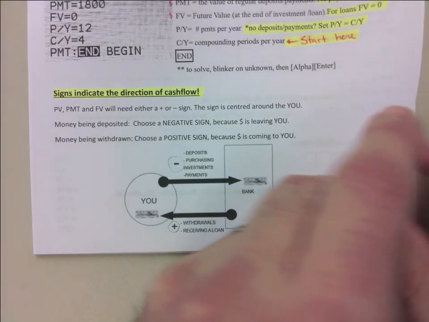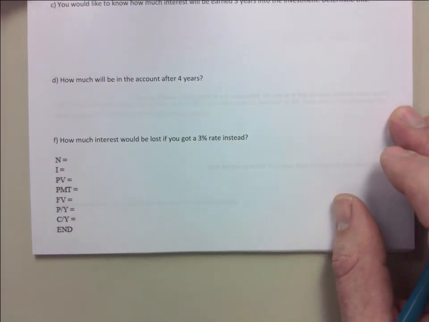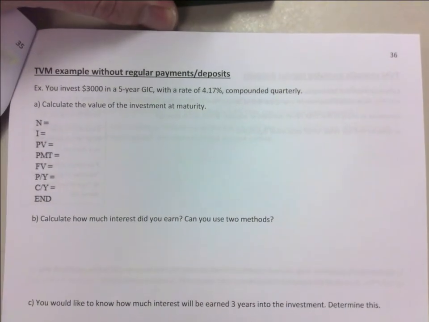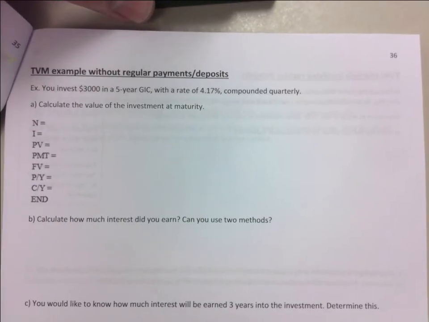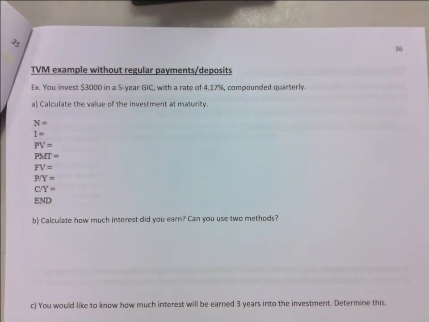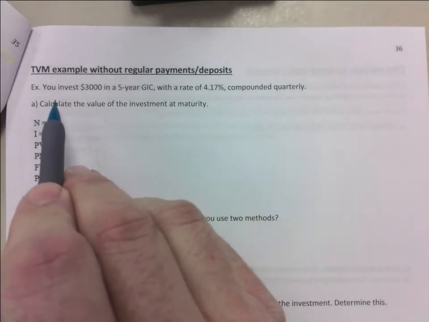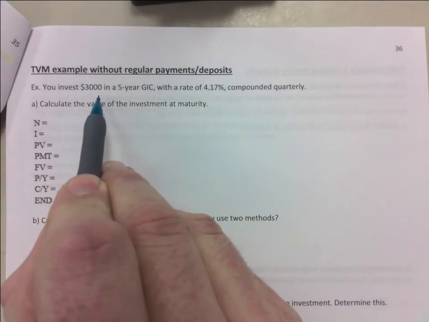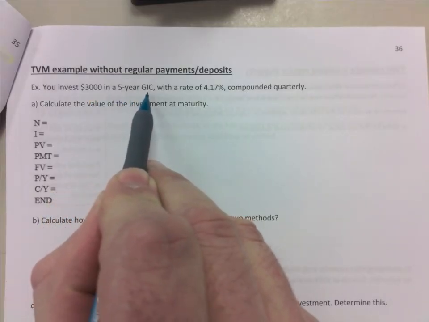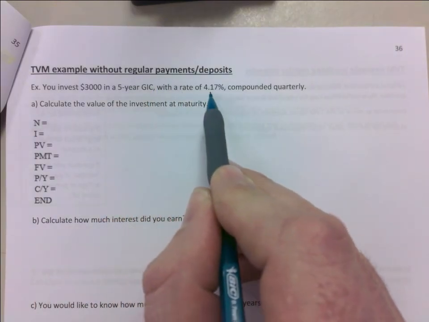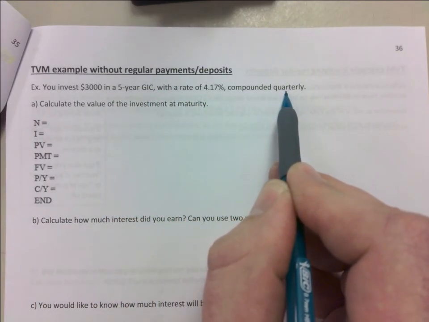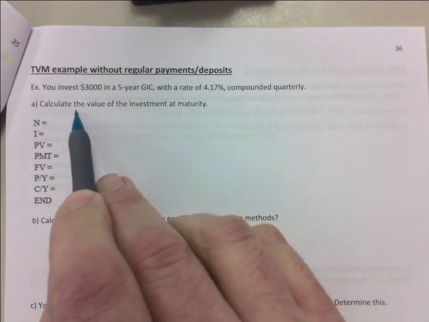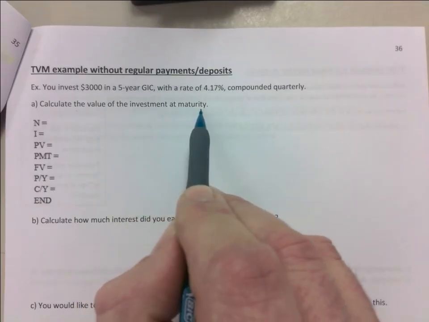Let's try one. 35. I'm going to skip 35 for now, because it's information overload right now. It's TMI, too much information. Let's go to 36. 36, got it? You invest $3,000 in a 5-year GIC with a rate of 4.17% compounded quarterly. Calculate the maturity value of the investment at maturity.